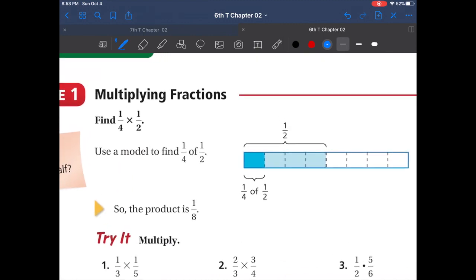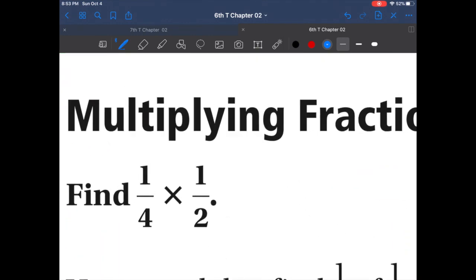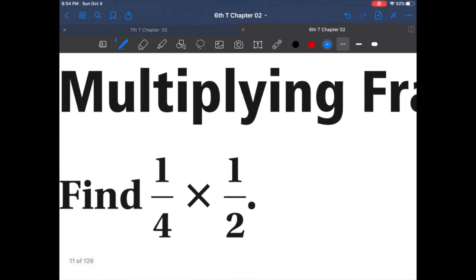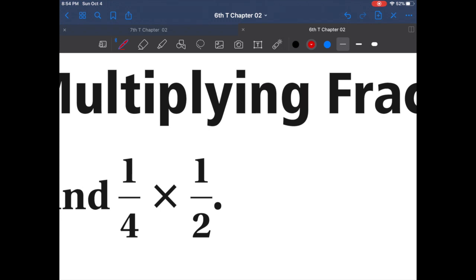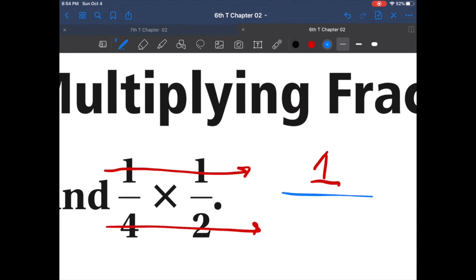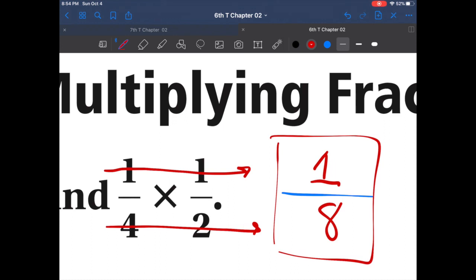So let's go on to our first problem. For those of you that were with me last year, I'll give you the fast version of this. How do we multiply fractions? We multiply fractions straight across, like this. This is the super fast way to do this. So we're going to multiply 1 over 4 times 1 over 2. So we multiply straight across. 1 times 1 is 1. And then 4 times 2 is 8. There we go. We simplified it.